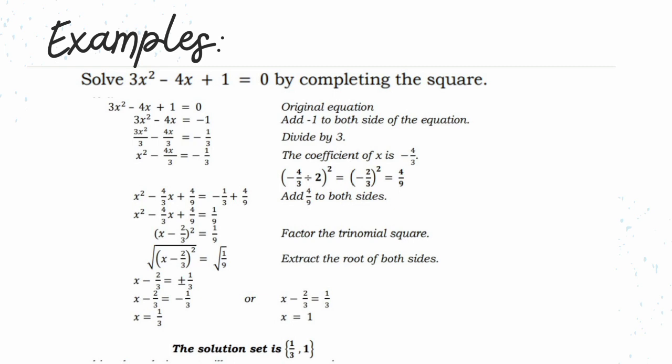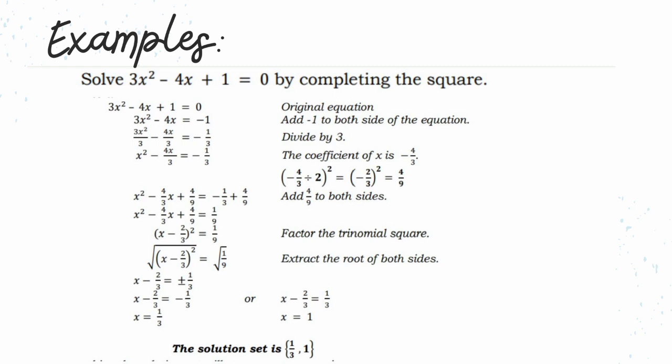So 4 over 9. So, ato siyang i-add sa side, para makompleto na ato ang side, which is x squared minus 4 over 3x plus 4 over 9 nga nakuha nato from the formula, and then i-plus pud nato ang negative 1 over 3 sa 4 over 9. And then if i-plus na nato, ang makuha nato is x squared minus 4 over 3x plus 4 over 9 equals 1 over 9.